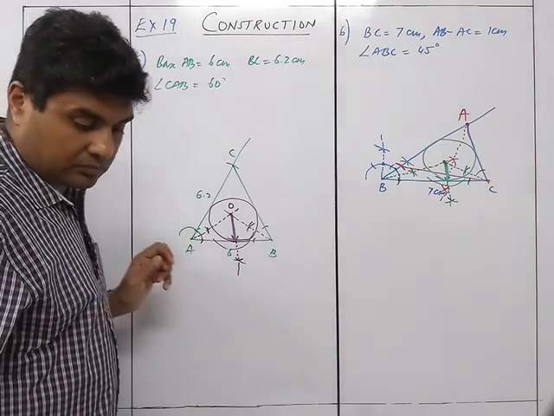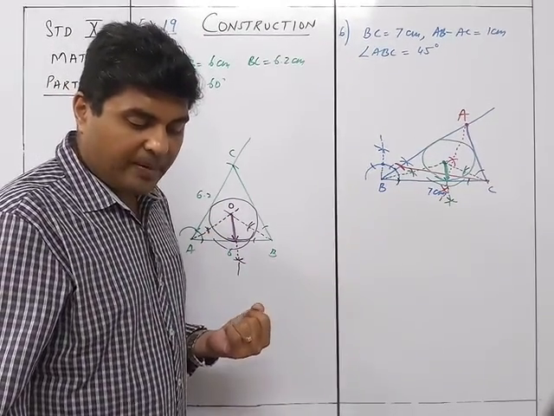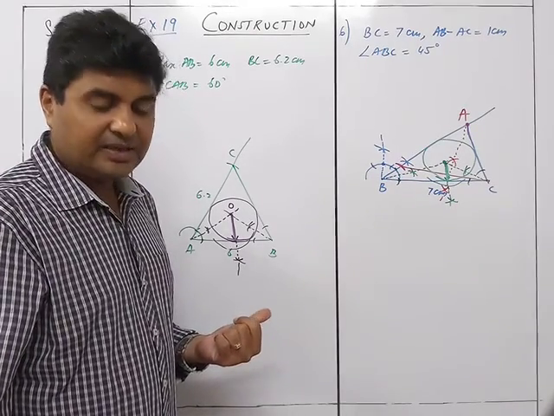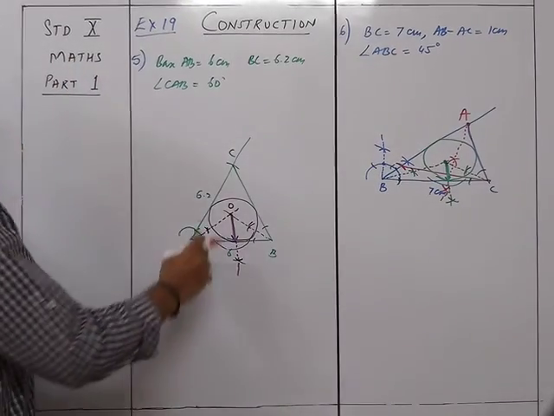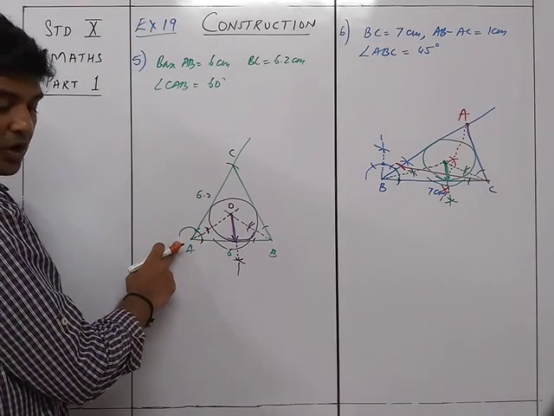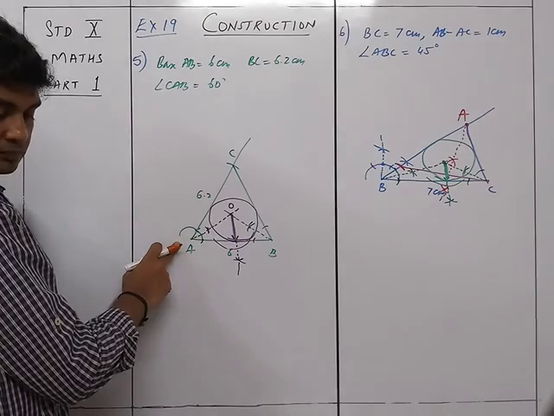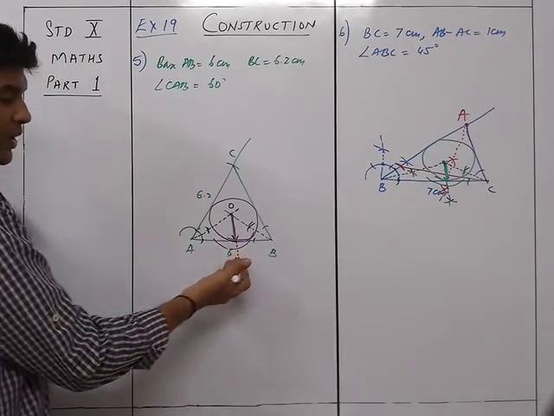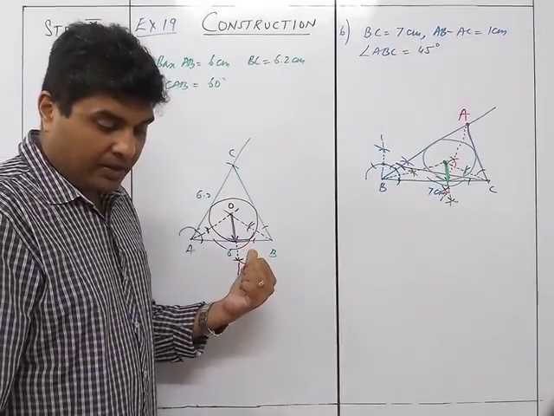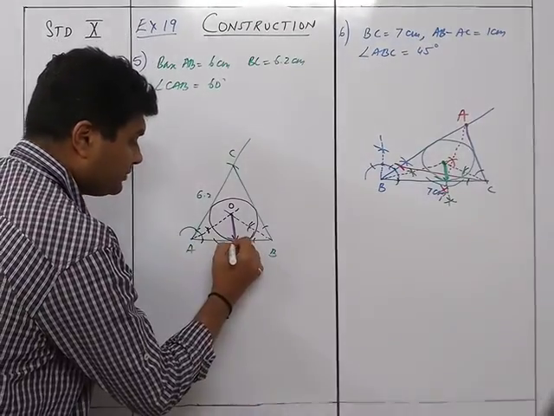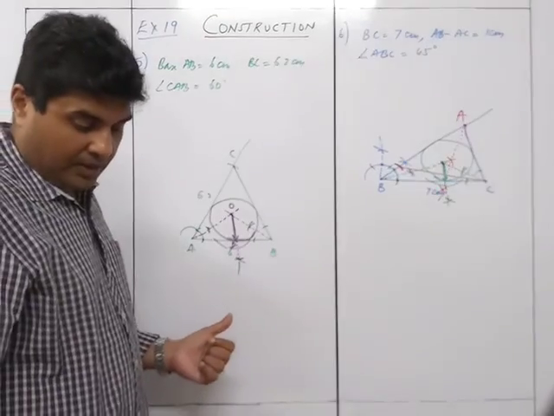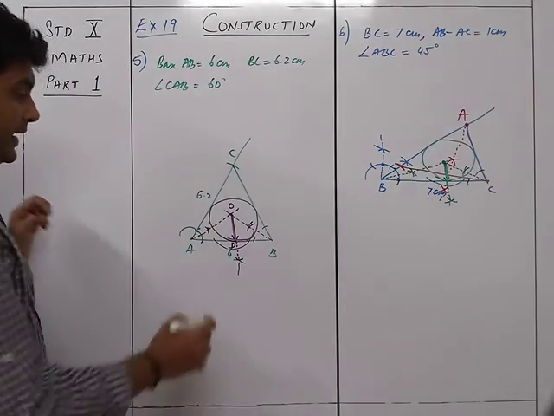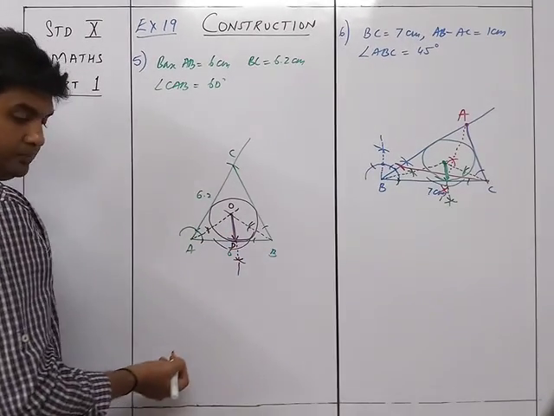Now, second: draw a perpendicular from O to AB which meets AB at D. So we are going to draw a perpendicular from O on AB. Okay, we have already done that and it meets at D. So this is point D. We already did that. And prove that AD is equal to BD. We have to prove that.